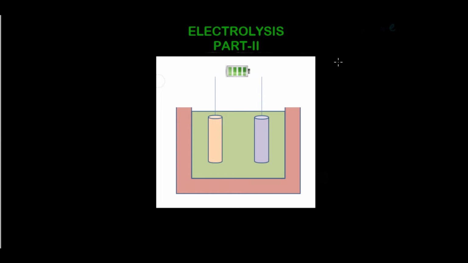What is the electrolysis process? And how is this process exactly opposite of the formation of an ionic bond, and is electrolysis a redox reaction or not? Let's understand this.